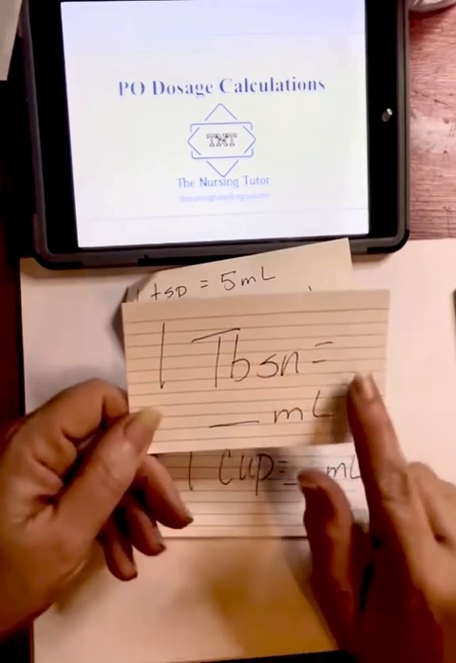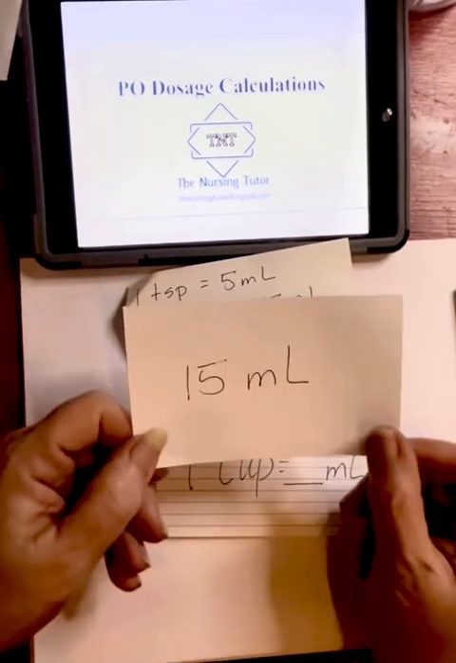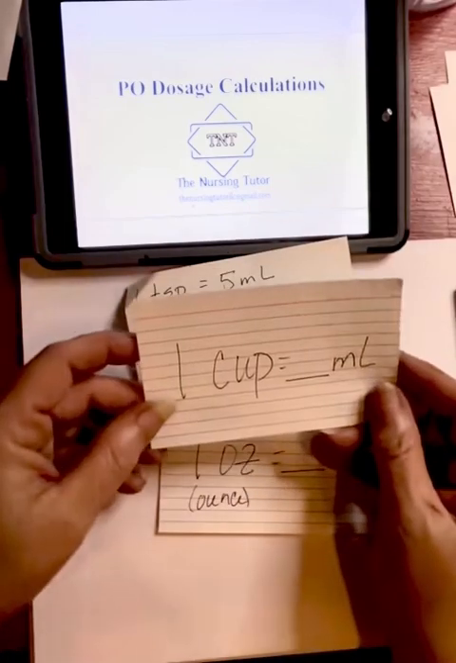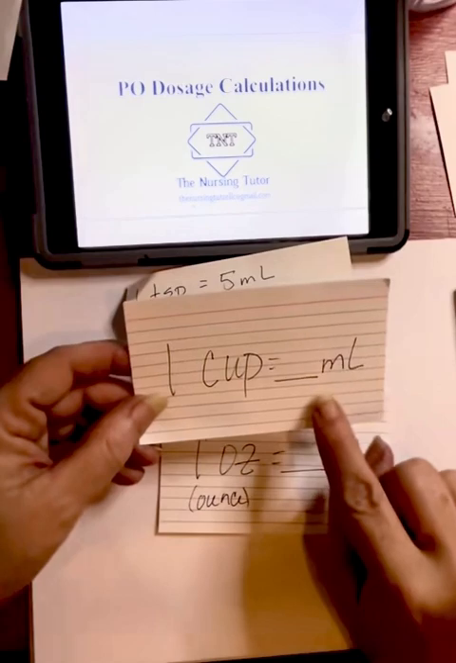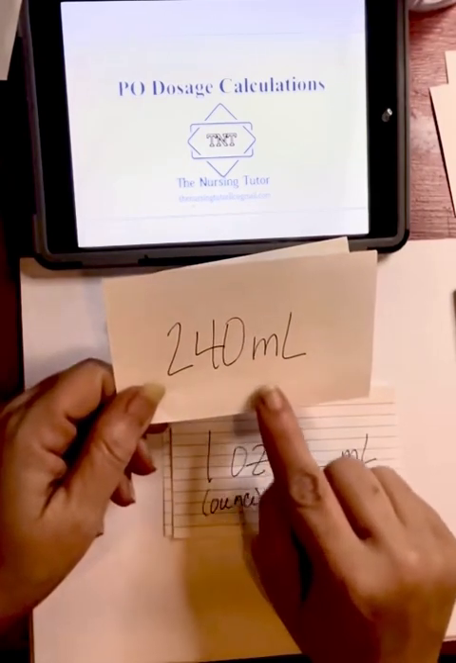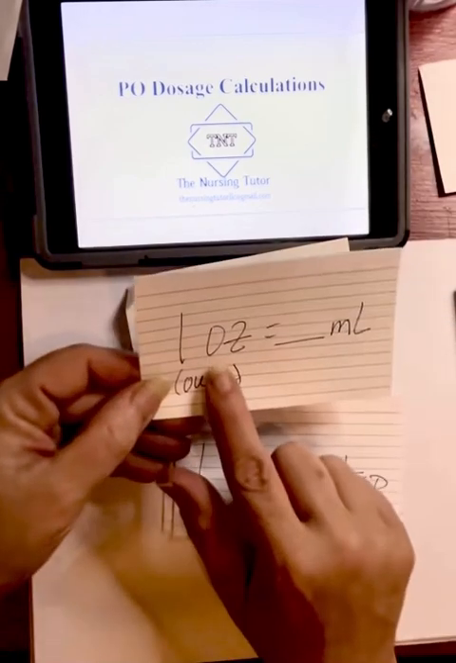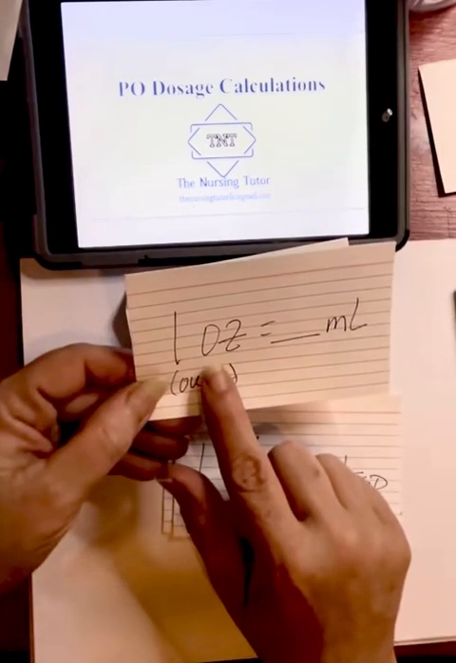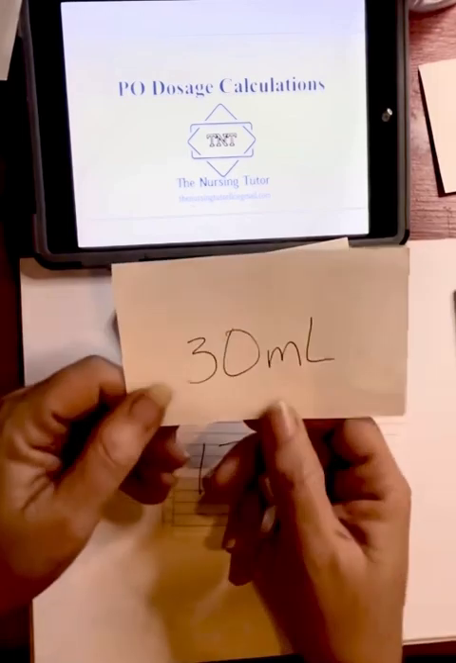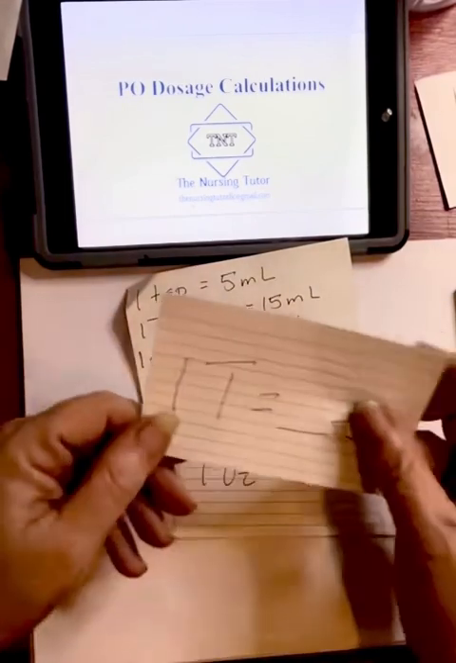1 tablespoon equals how many milliliters? Okay. 15. 1 cup is how many milliliters? 240. Okay, so look at here. 1 ounce is how many milliliters? 30. All right, you saved them. In Jesus' name, you saved them.